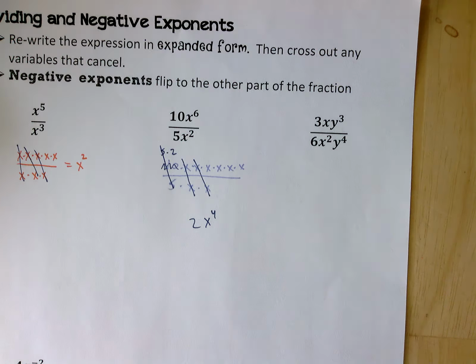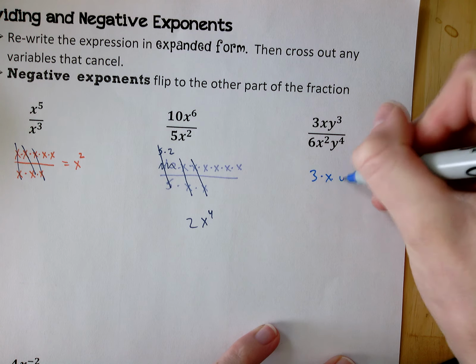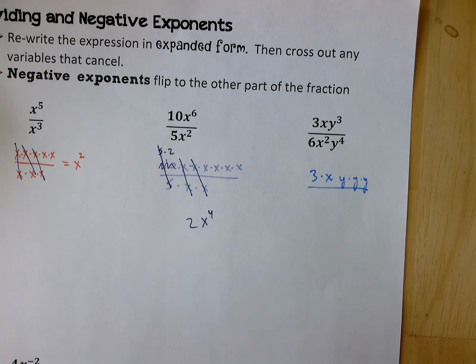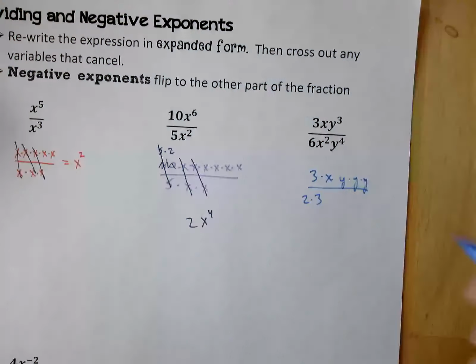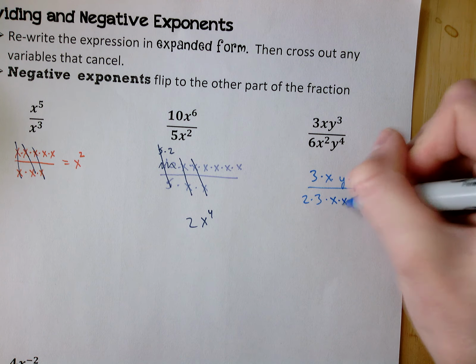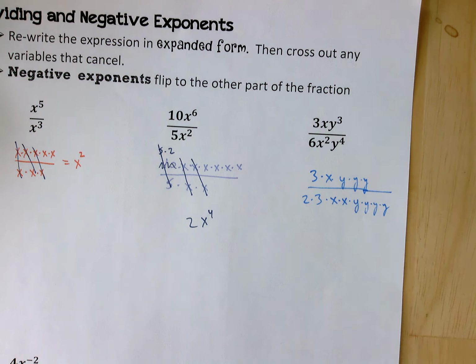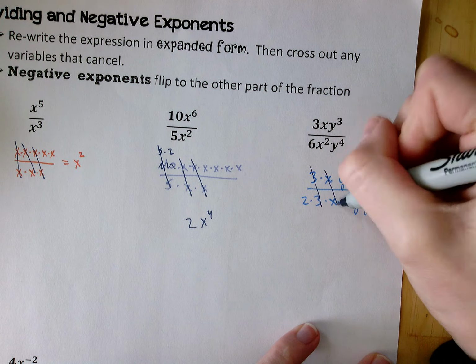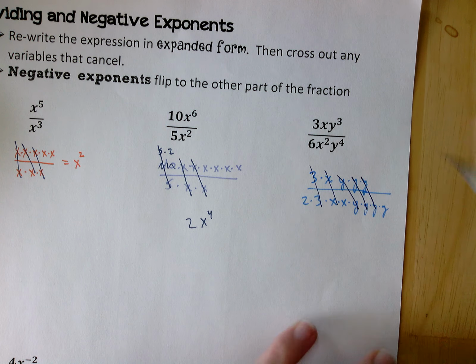Okay, this one here, let's do the same thing. So I can rewrite this as 3 times x and then times 3 y's. And then on the bottom, you can break 6 down into 2 times 3, right? So that's 2 times 3 and then 2 x's and then 4 y's. Okay, and then we just cancel out anything that they have in common. So I can cancel out the 3's, I cancel out that x, and I can cancel those y's and those y's and those y's.